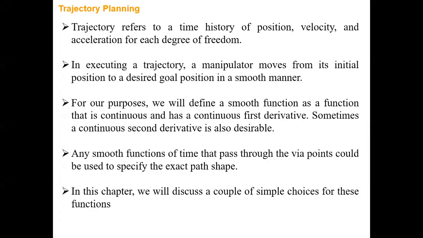So what is trajectory planning? You know what trajectory is. In this chapter, trajectory means the time history of position, velocity, and acceleration for each degree of freedom in the robot. Let's say for each joint, we have a joint variable. Each joint could be either prismatic or revolute. For revolute, we have the angle theta, and for prismatic, we have d.